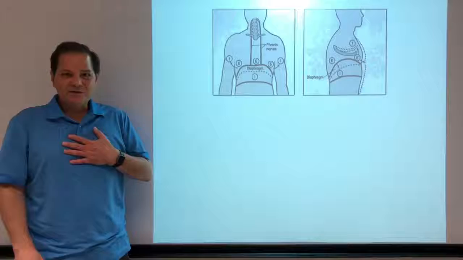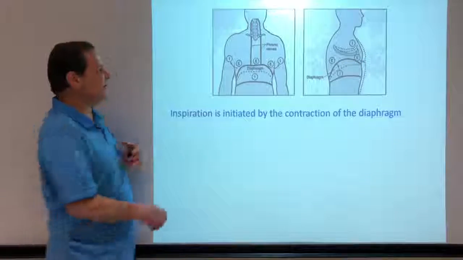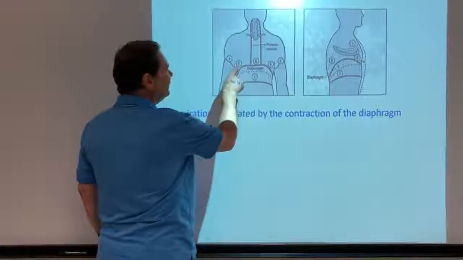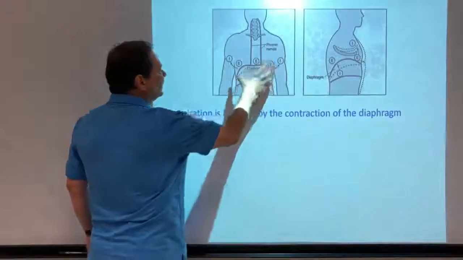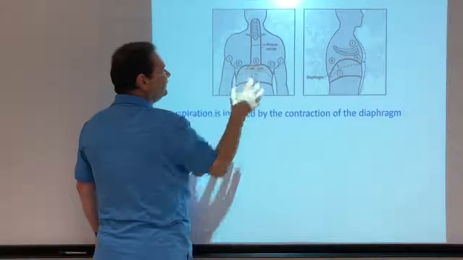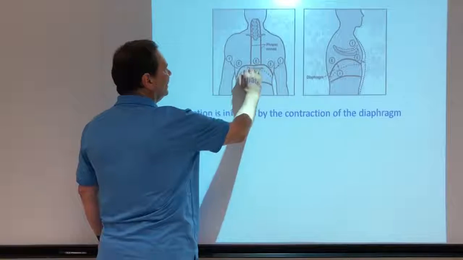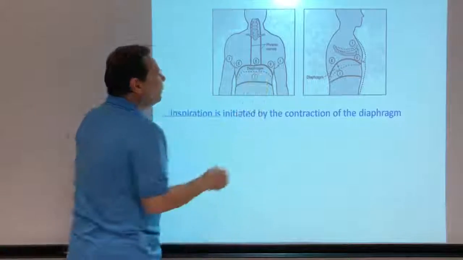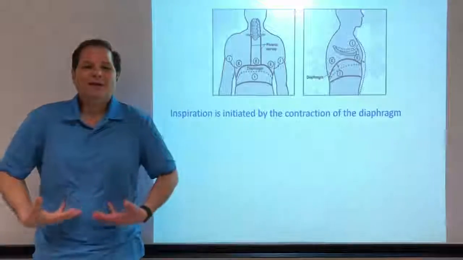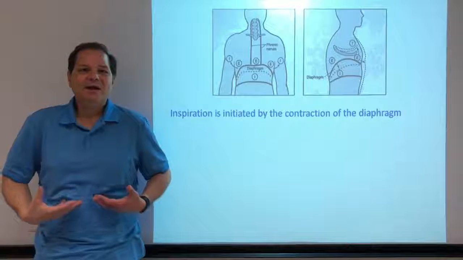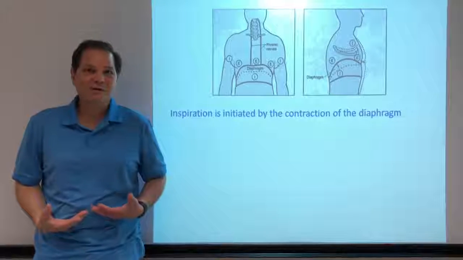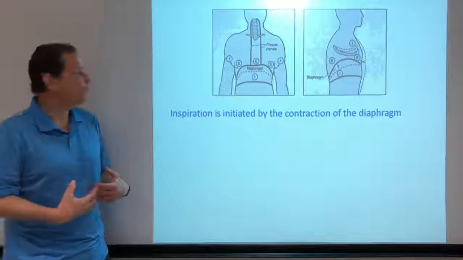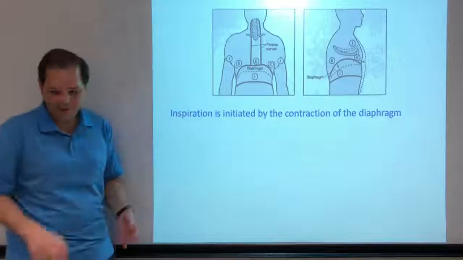Let's start with inspiration. Inspiration is initiated when you contract your diaphragm. So this is the diaphragm here. See this dotted line? When the diaphragm contracts and the muscle fibers in the diaphragm shorten, the diaphragm moves from here to where the dotted line is. When that happens, you expand the volume of your chest cavity and you drop the pressure in the chest cavity. It's like pulling out, and the pressure drops when the volume expands, okay?